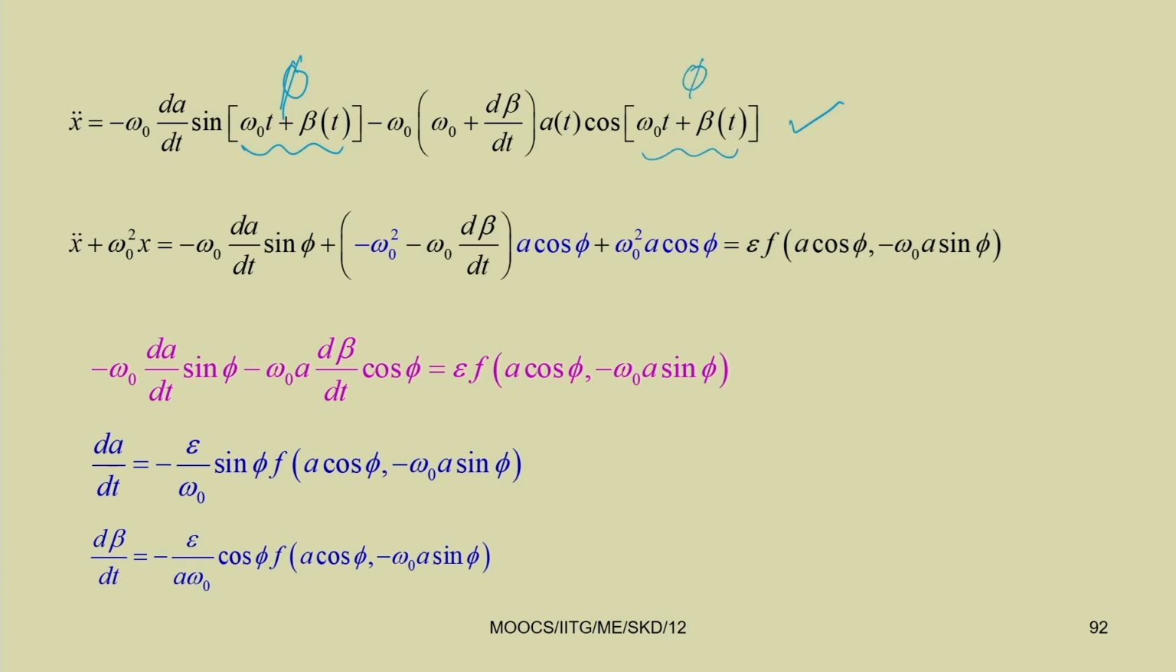Now substituting this x double dot expression, x dot expression and x expression in the original equation, that is x double dot plus omega 0 square x, this becomes minus omega 0.